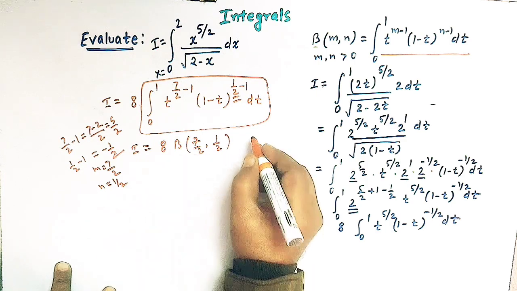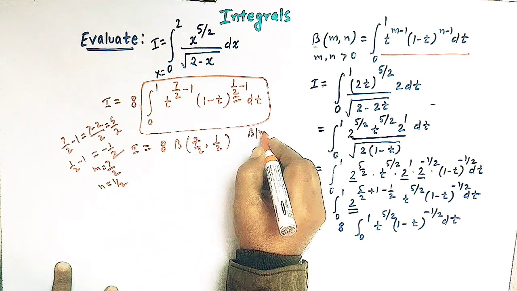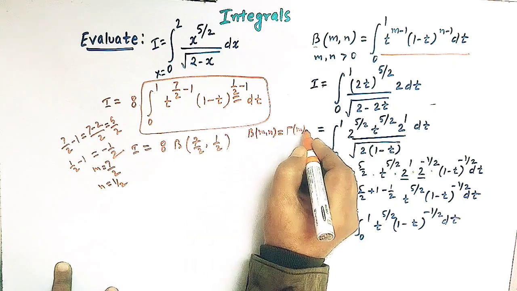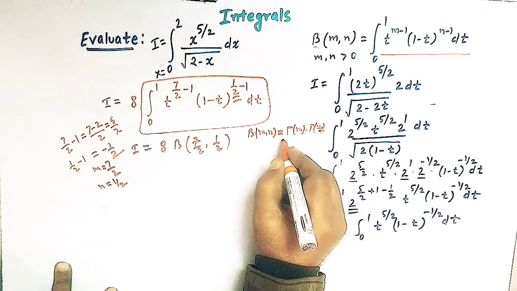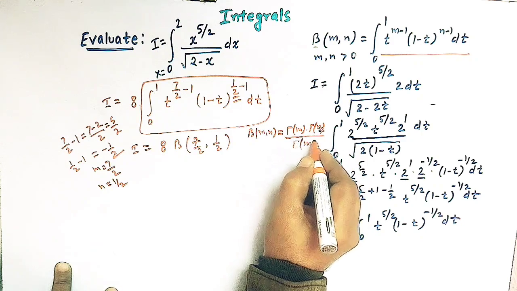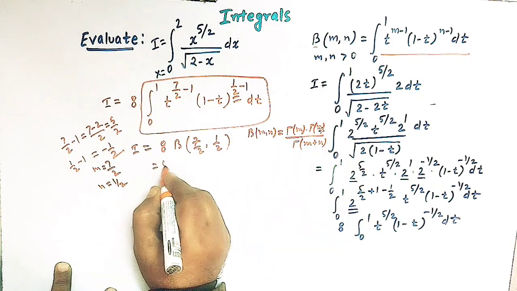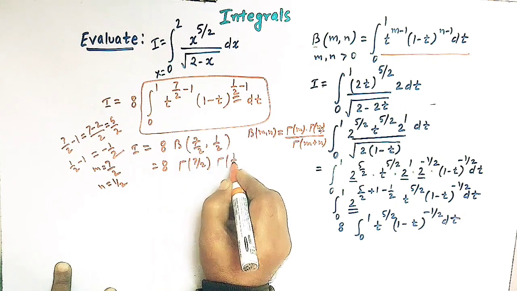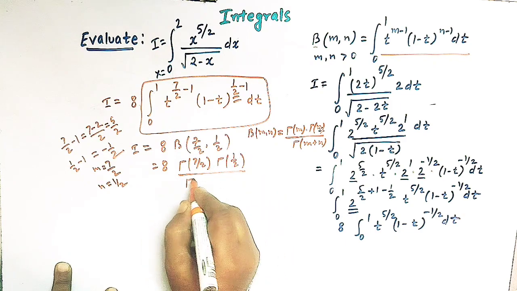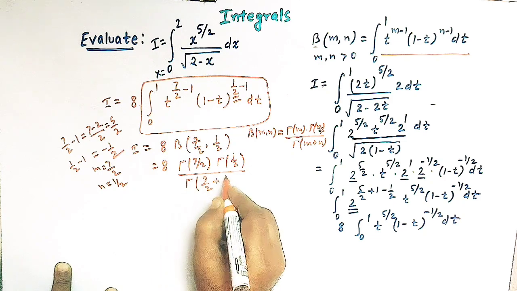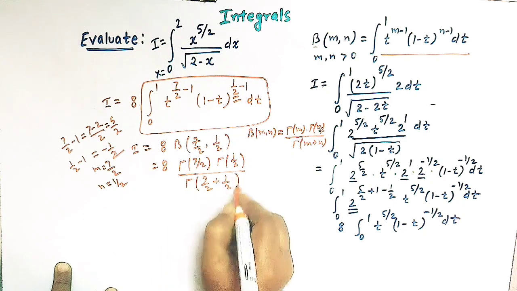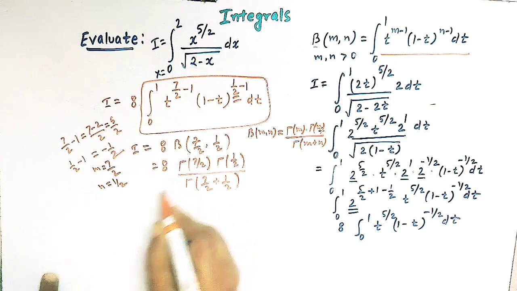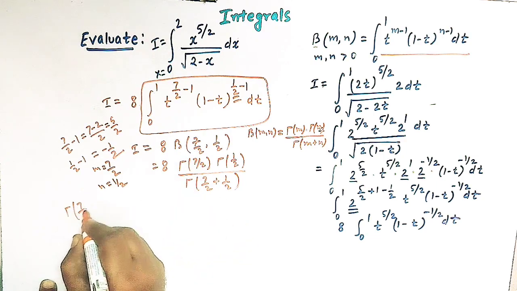So now we have to find out the value of this expression by using an important relationship between beta function and gamma function. So beta m comma n is given by gamma m times gamma n divided by gamma m plus n. So here we can now write gamma 7 over 2, then gamma half, and then we have gamma 7 over 2 plus half, right? Okay, so now let us find out the value of gamma 7 over 2.